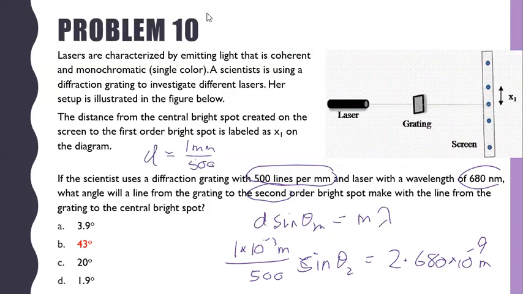All right, so this becomes a question of rearranging. You multiply by 500, you divide by 1 times 10 to the negative 3, and then you take the inverse sine, and that's how you get the answer. If you did not realize this was second order, and you had put a 1 in here, you would have gotten C as the answer instead.